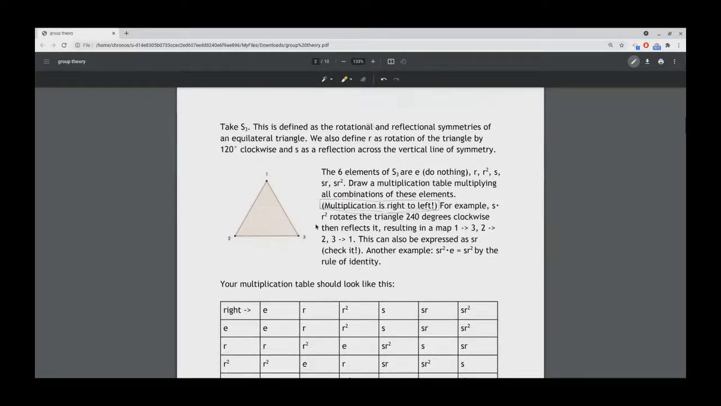For example, S times R squared rotates the triangle 240 degrees clockwise, then reflects it. Let's see what happens to 1. 1 goes to here, and then reflects to here. So 3 becomes 1. And what happens to 2 is that it gets rotated and back here, so 2 stays at 2. And then 3 goes to 1. And this can also be expressed as SR.